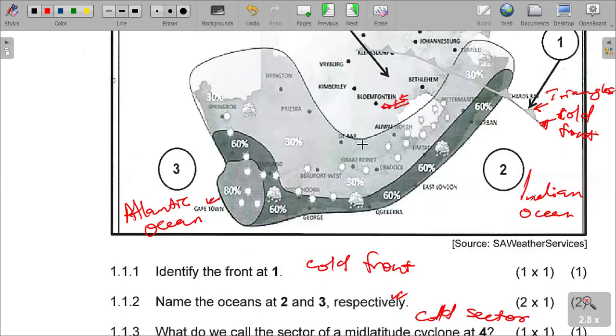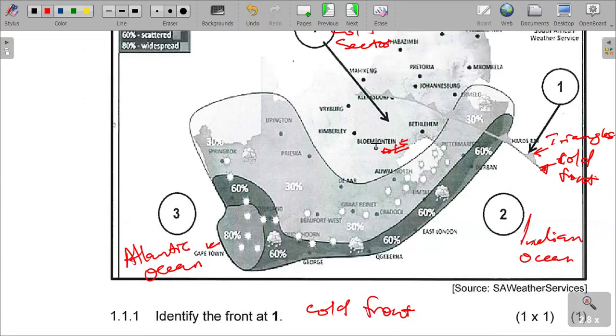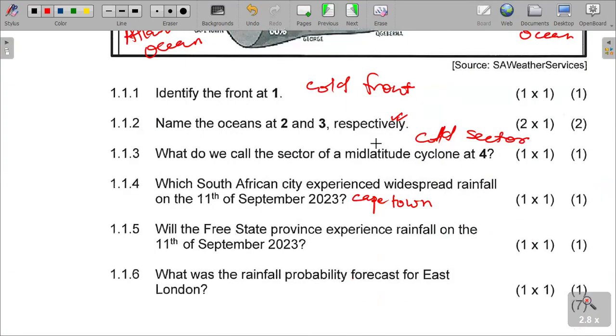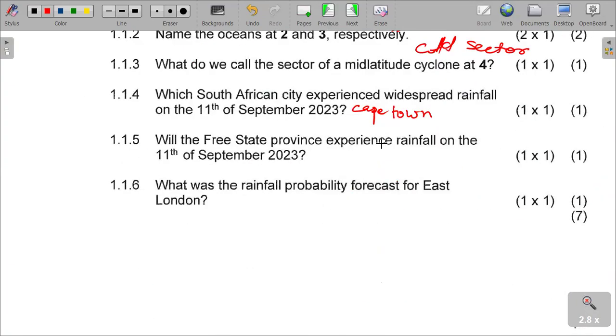If you look at Free State, you just have to look at the whole part of it, to say which areas are in Free State. So what happens there is that we might not have rainfall there. We cannot have rainfall as it is shown, because of what? The map key shows that there won't be any rainfall on the 11th of September.